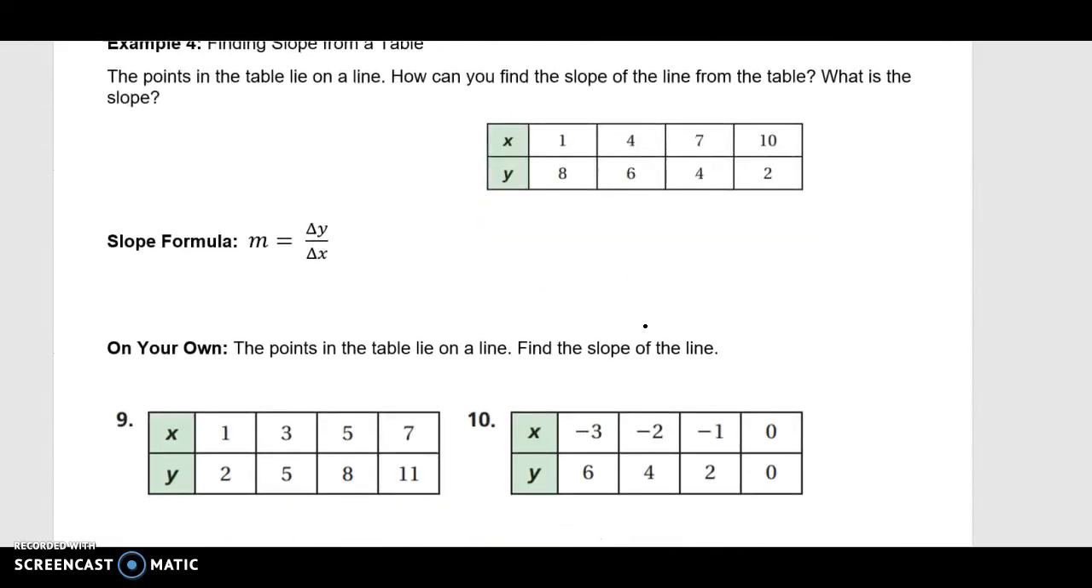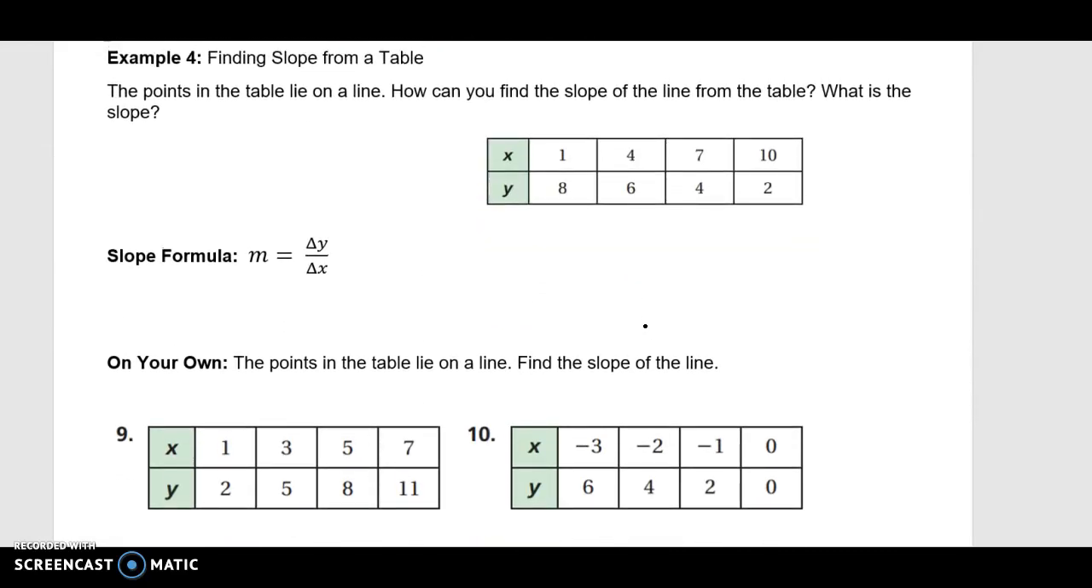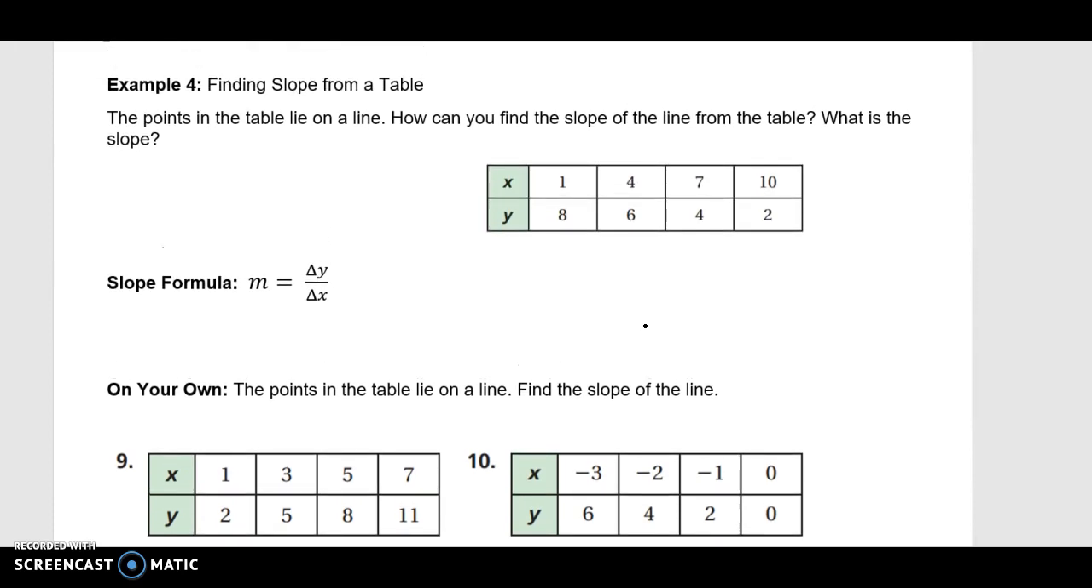I'm going to scroll down now to example 4. So now we're going to be looking at finding slope from a table. I'm going to read this question. It says the points in the table lie on a line. How can you find the slope of the line from the table? What is the slope? So the first thing is you're going to be using the slope formula, and your delta, or your triangle, means change. So you're really looking at the change in y over the change in x.